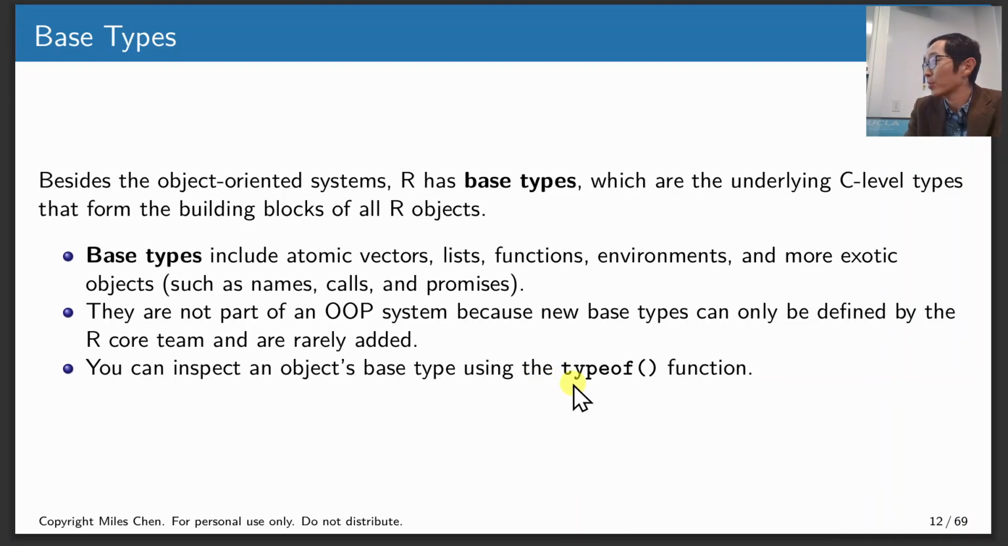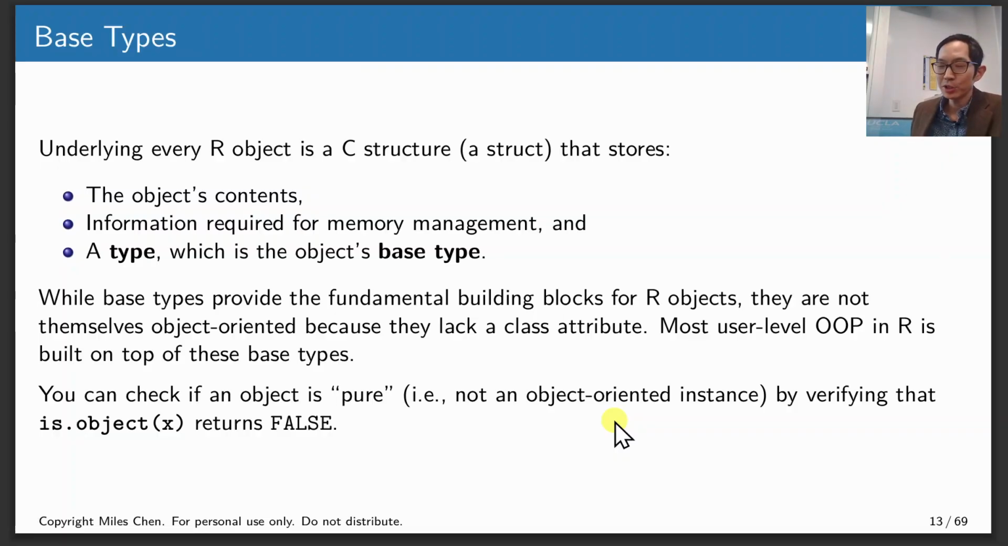You always get the base type when you call typeof. When you call typeof and it tells you it's a list or whatever, you get the base type. Internally, base types are C structures. R is coded partly in C, partly in Fortran, and partly in R itself, and we don't have to think about that. But those underlying C structures contain the object's contents, but also information for memory management and the type that it has.